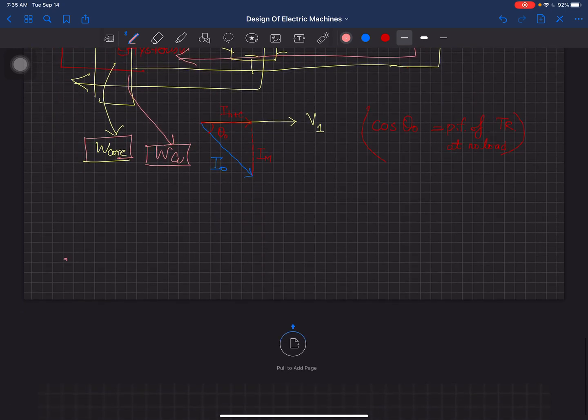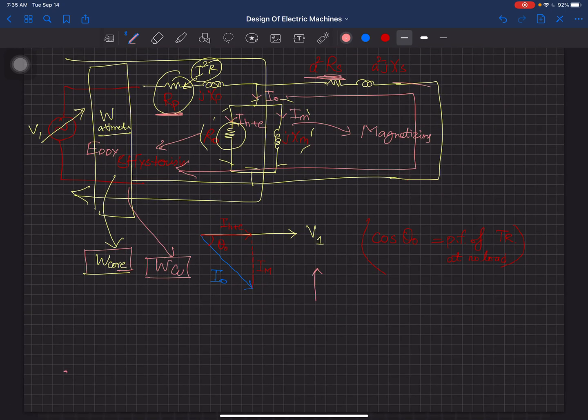And if you plot these, let me plot this over here. I hope you still remember this a little bit. The core losses are constant. So this is W core and W copper, the losses, from 0 to 100% load. The core losses are constant, and if I plot the transformer copper losses, they are going to go up like this.